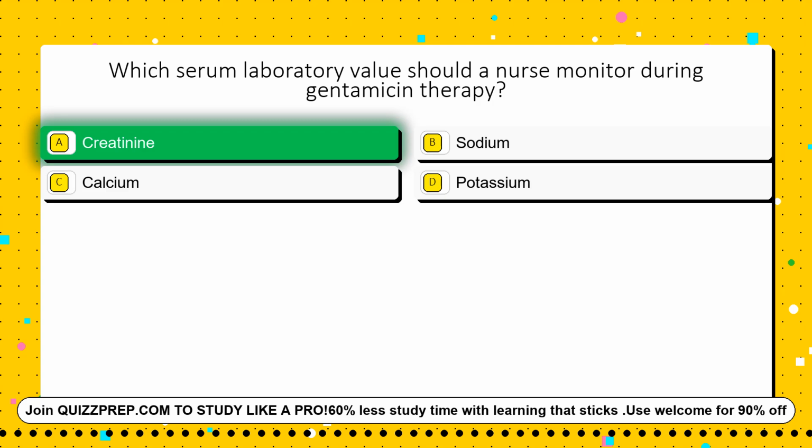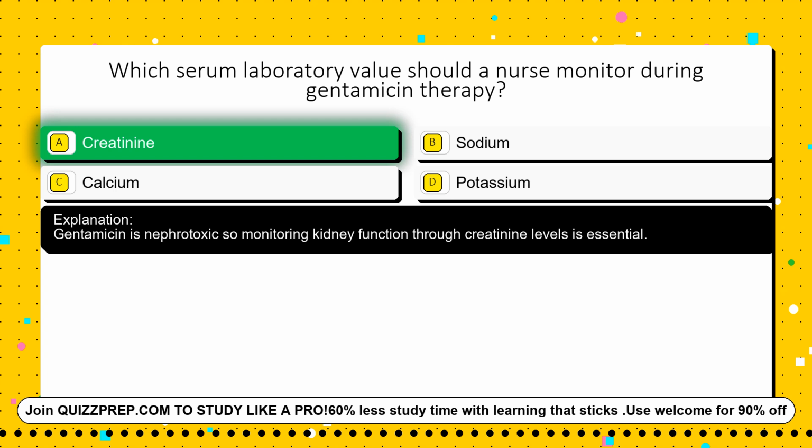The correct answer is option A, creatinine. Gentamicin is nephrotoxic, so monitoring kidney function through creatinine levels is essential.